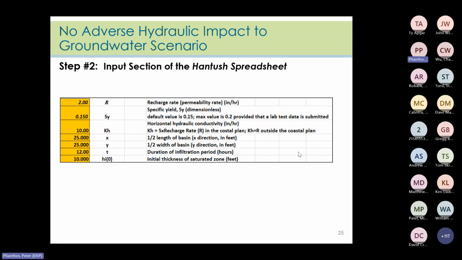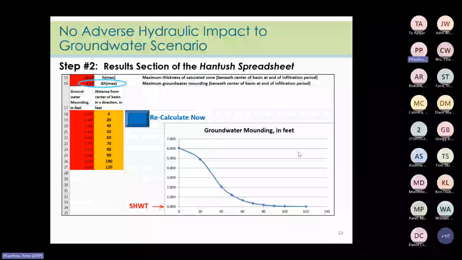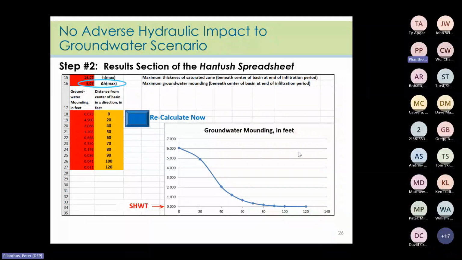Alternatively, you can grab screenshots from the input section of the hand-touch spreadsheet, shown here with the parameter values from the previous slide entered in the gold shaded cells. This version of the spreadsheet is one that allows time to be input in hours rather than days and recharge in inches per hour. With the inputs entered, I clicked the dark blue Recalculate Now button and took the screenshot after the macro finished plotting the blue curve.